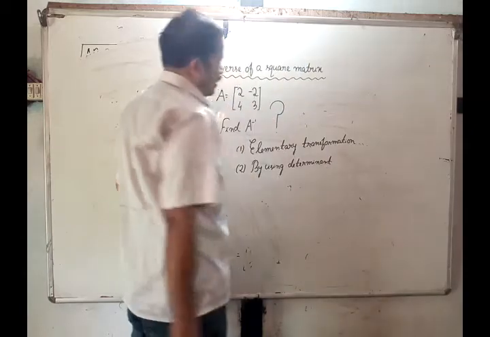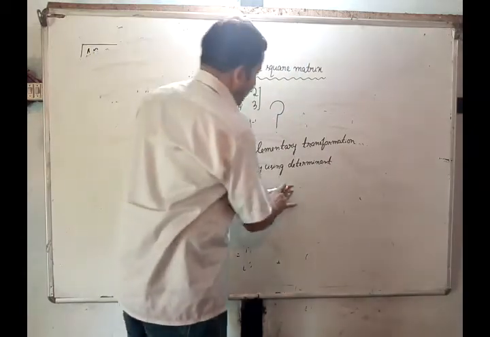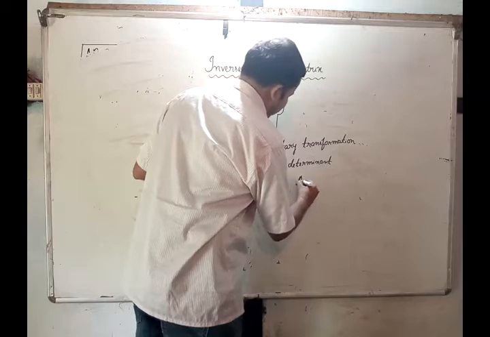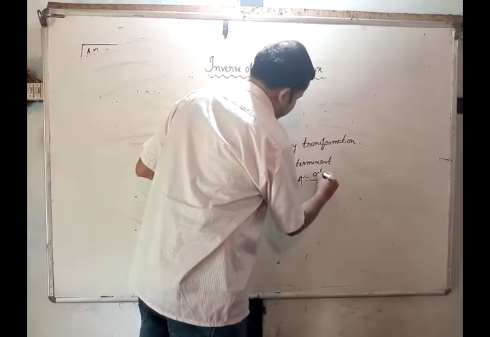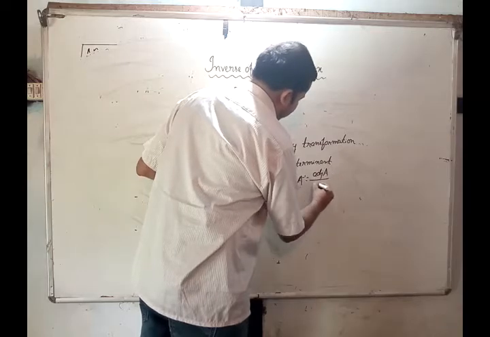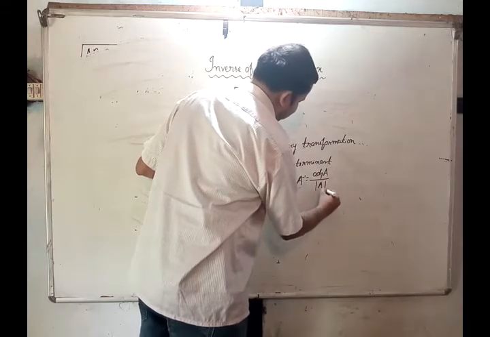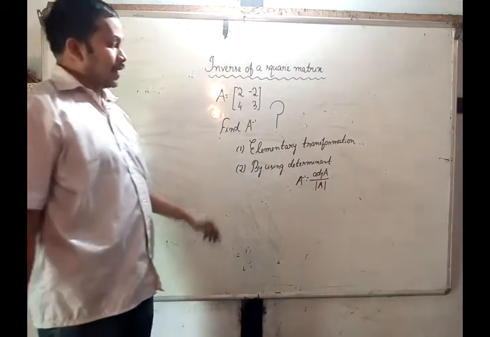For the determinant method, the formula for matrix inverse is A inverse equals adjoint of A divided by determinant A.